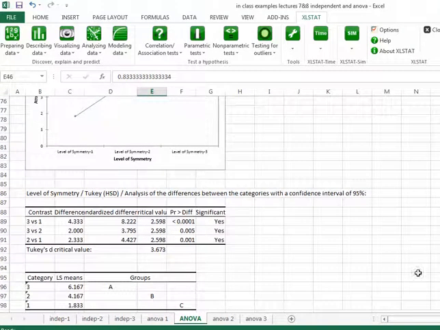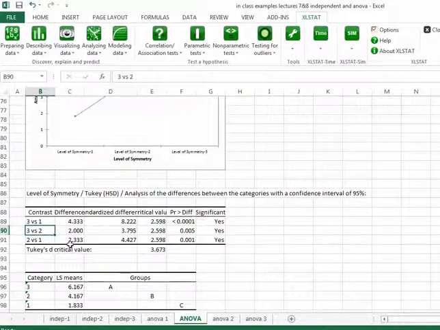Okay, and so if you wanted to look at then the follow-up, so to see where the significant differences are, we can look at this, the differences between the categories. Okay, so this is comparing category 3 to category 1, category 3 to category 2, and category 2 to category 1. And we can see that in fact all the differences between the groups are significant.